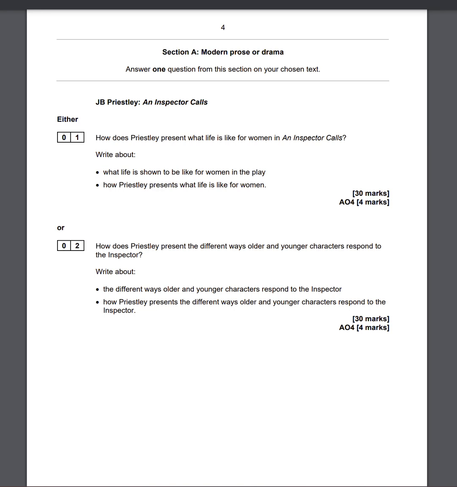Okay. You've got the options here of how does Priestley present what life is like for women in An Inspector Calls, and how does Priestley present the different ways older and younger characters respond to the inspector. In this section, you will receive either a character question or a theme question. Here, we've kind of got 2 theme questions to go at. You might find that there's 2 character questions, but usually they go with a character and a theme.